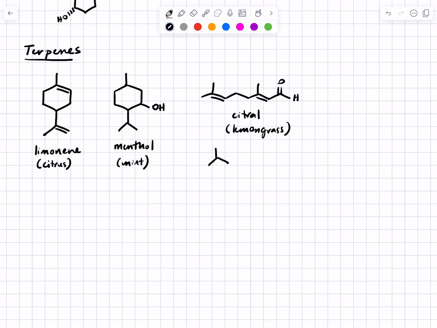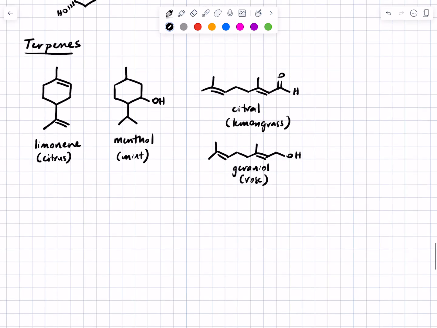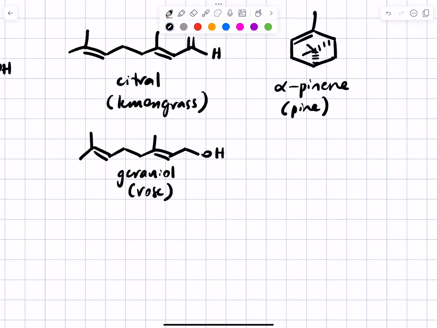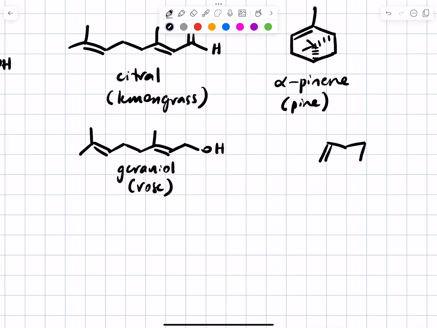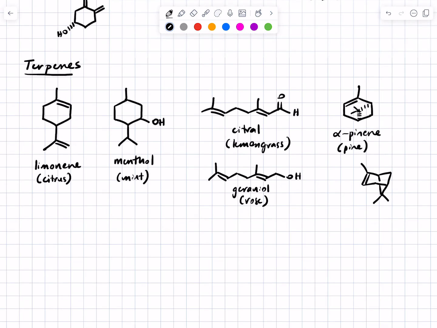And then here is another 10-carbon alcohol called geraniol, which is a component of rose oil. If that's not enough, this is a strange molecule called alpha-pinene, which is found in the oil of pine trees. If you want to see how this might look, you could build a model, but something like this is a pretty good approximation.